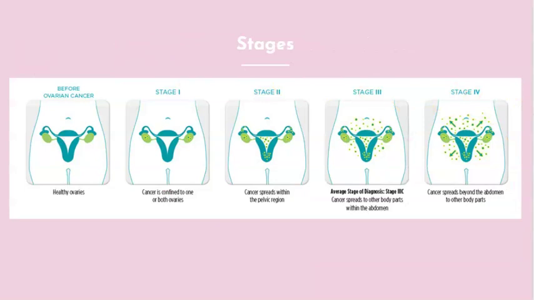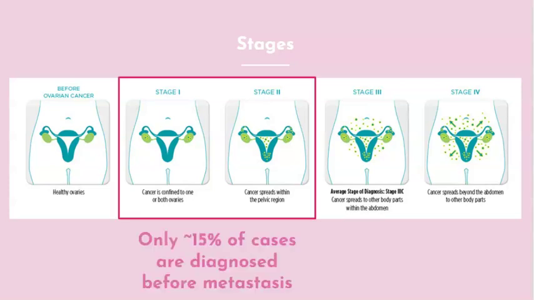Just to walk you through the progression of ovarian cancer, typically it's defined as stage 1 when you just have cancer in the ovaries. Stage 2 is when the cancer spreads throughout the pelvic region. Stage 3 is when the cancer makes its way into the abdomen, and stage 4 is when the cancer spreads to secondary regions of the body, so beyond the abdomen. Unfortunately, only about 15% of cases are diagnosed before metastasis outside of the pelvic region. So the majority of cases are diagnosed in stage 3.